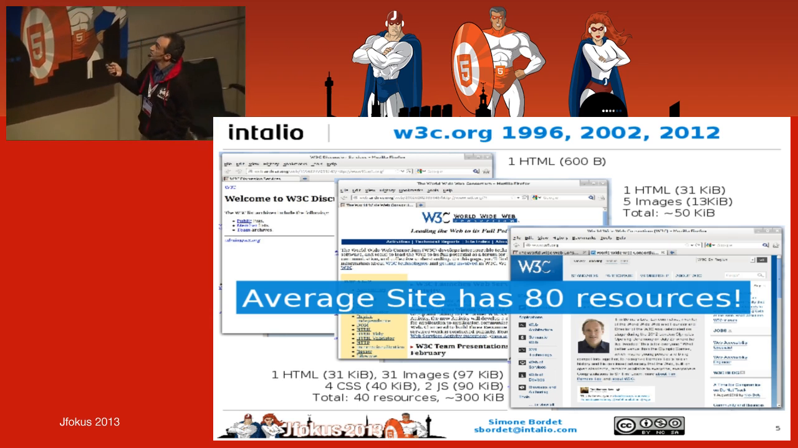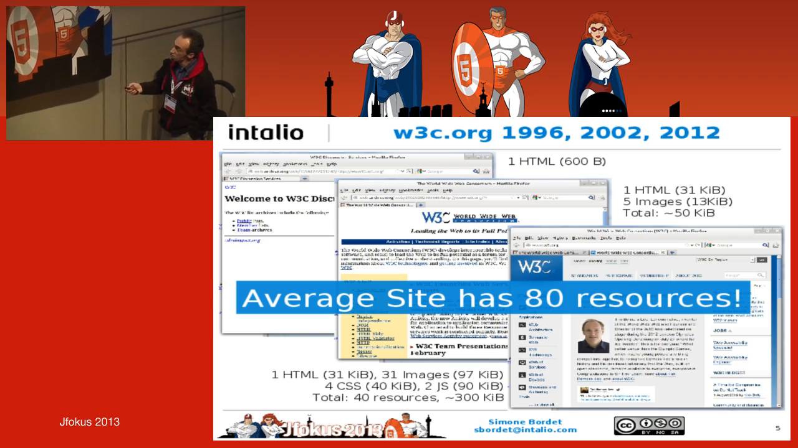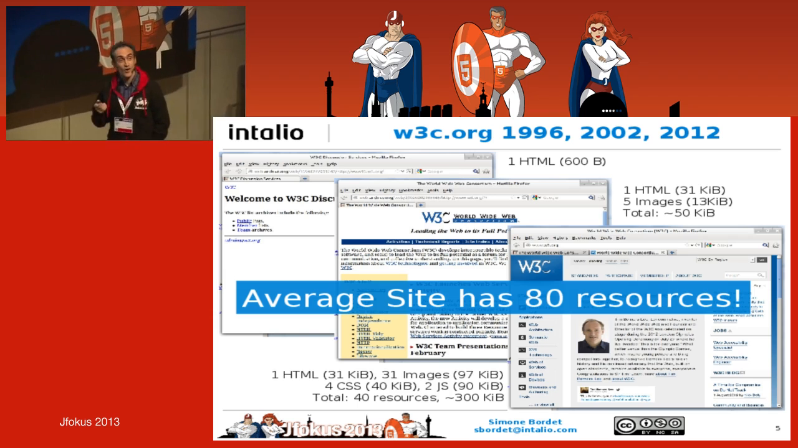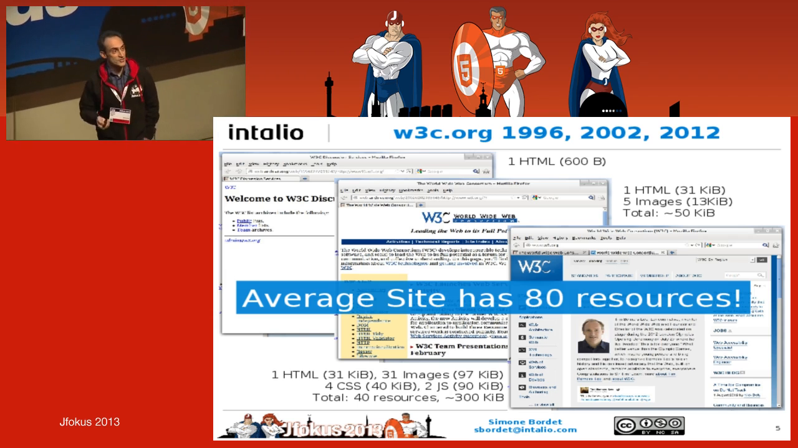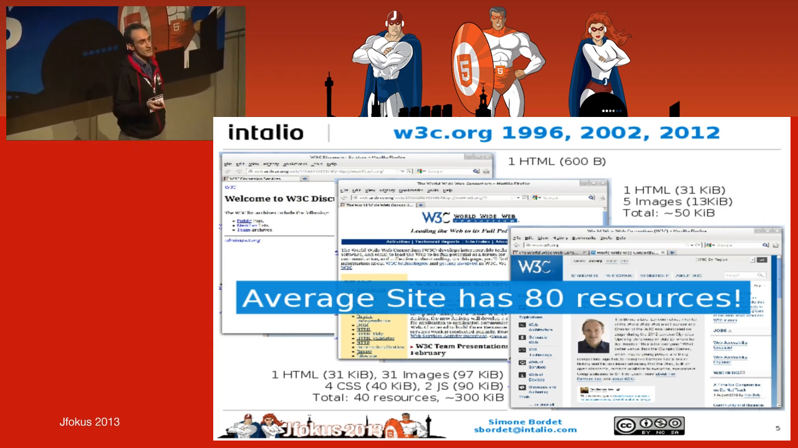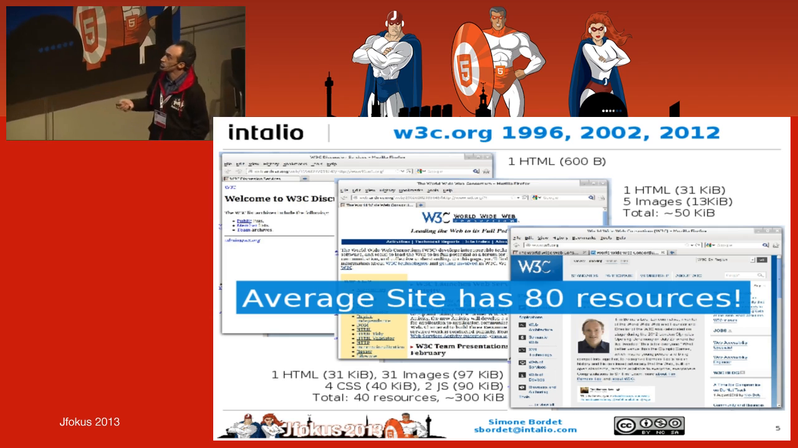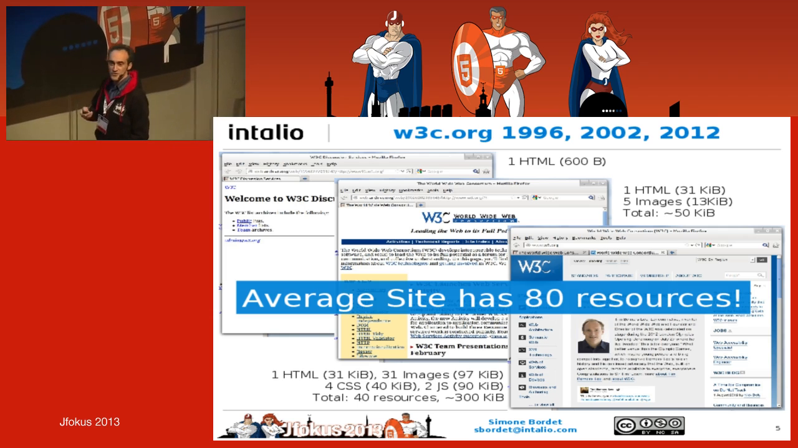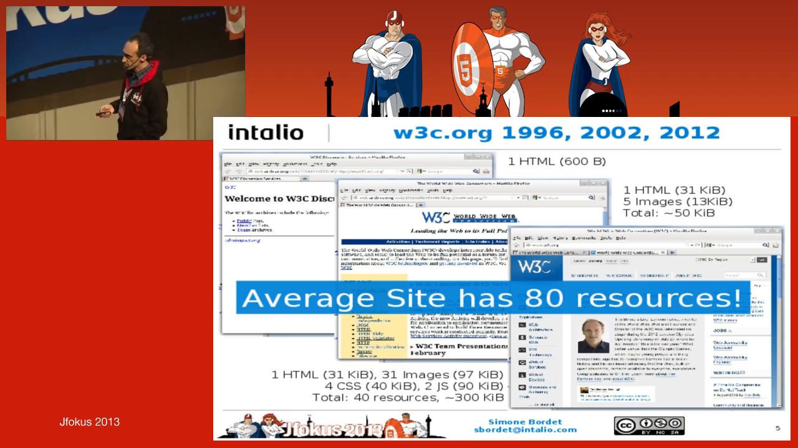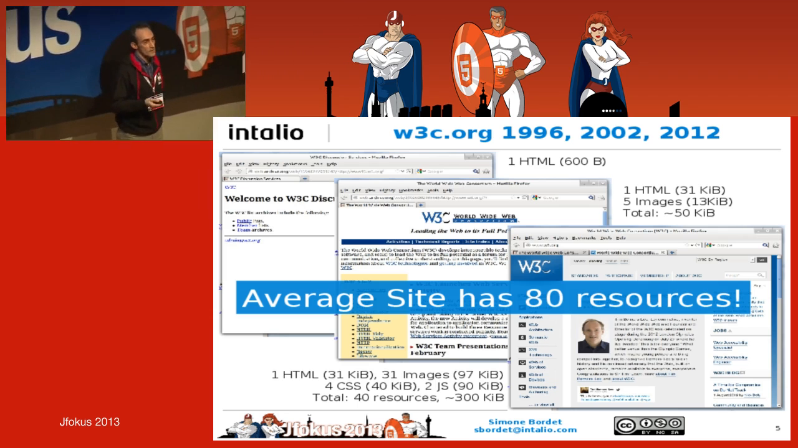Now, in 2012, this page is one HTML, 31 images, 4 CSS, 2 JavaScript, for a total of 40 resources and 300 kilobytes. That's not even close to the average web page that we have today on the web. Google estimated that the average site has 80 dependent resources on a single web page. And these are probably spread across 10 to 30 different domains. And the average weight of this average page is 1 megabyte.